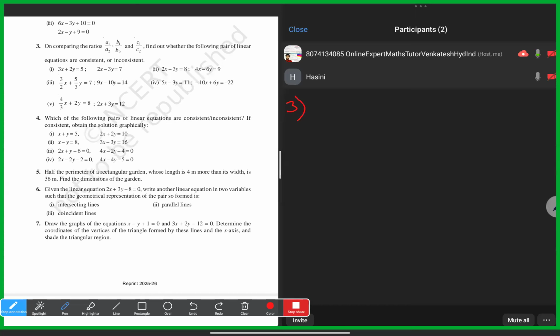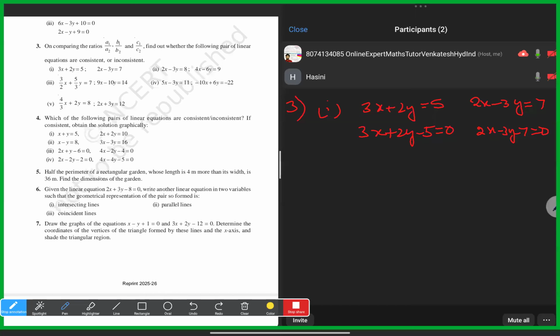First one, 3x plus 2y is equal to 5. I'm writing this in the ax plus by plus c form. So 3x plus 2y minus 5 is equal to 0. Then the second equation is 2x minus 3y is equal to 7, which is 2x minus 3y minus 7 is equal to 0.